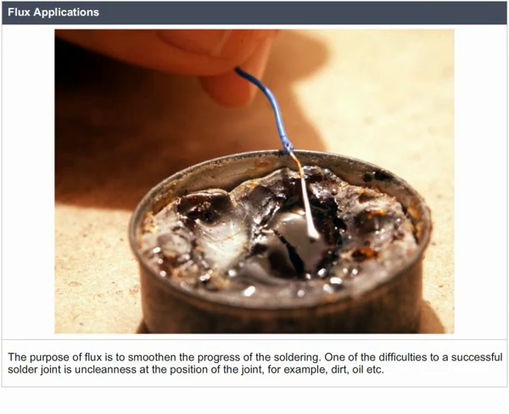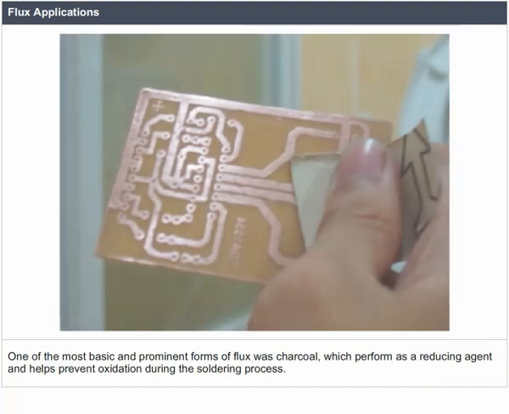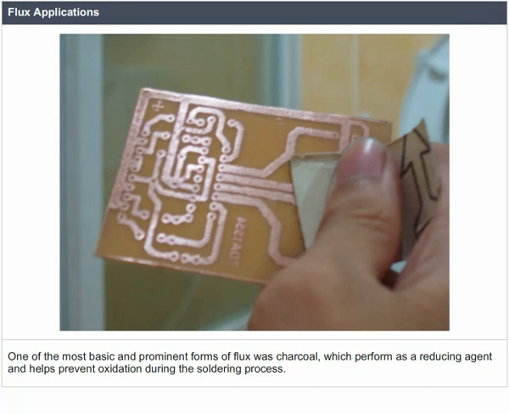Flux applications. The purpose of flux is to smoothen the progress of the soldering. One of the difficulties to a successful solder joint is uncleanness at the position of the joint, for example, dirt, oil, etc. The impurities can be removed by mechanical cleaning, but the prominent temperatures required to melt the filler metal encourage the workpiece to reoxidize. This effect is accelerated as the soldering temperatures increase and can completely prevent the solder from joining to the workpiece. One of the most basic and prominent forms of flux was charcoal, which performs as a reducing agent and helps prevent oxidation during the soldering process.